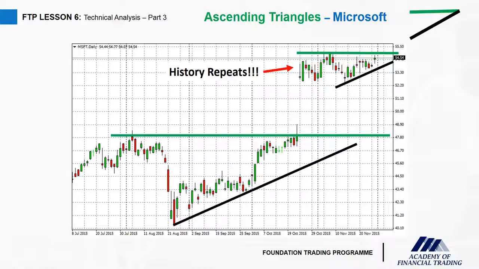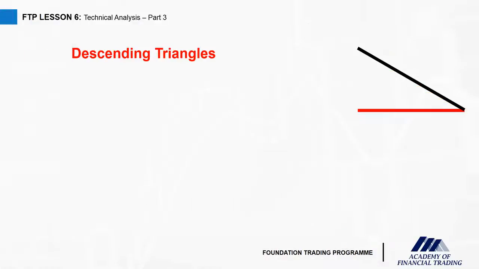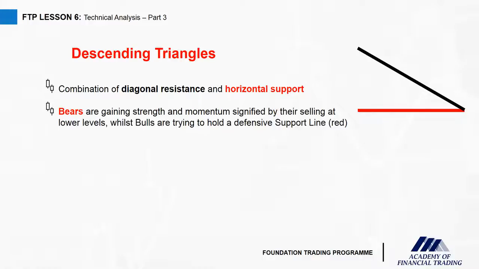We think a breakout is going to happen here, but we can't be sure. So we wait for confirmation of the breakout, and then that's what we go with. Now, we were looking at ascending triangles. Let's have a look at their opposite counterpart. Again, it's just the other way around. It's a diagonal resistance with a horizontal support.